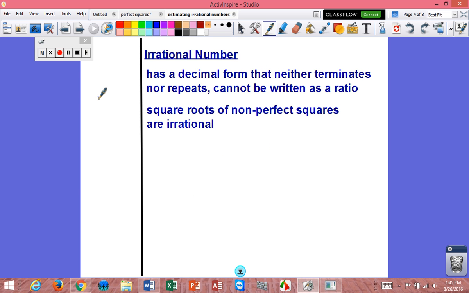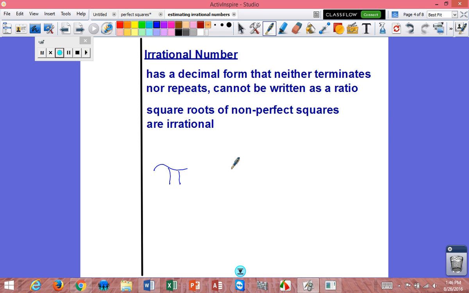All right, so now let's talk about irrational numbers. So an irrational number has a decimal form that does not terminate and it does not repeat. So it cannot be written as a ratio. The most popular irrational number you've probably heard of is pi. Okay, its decimal form goes on and on forever and it never repeats.